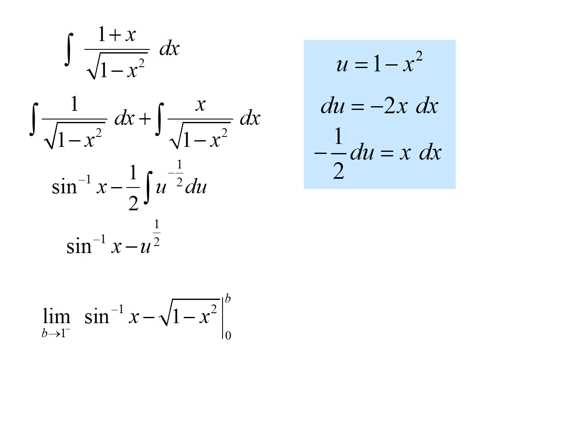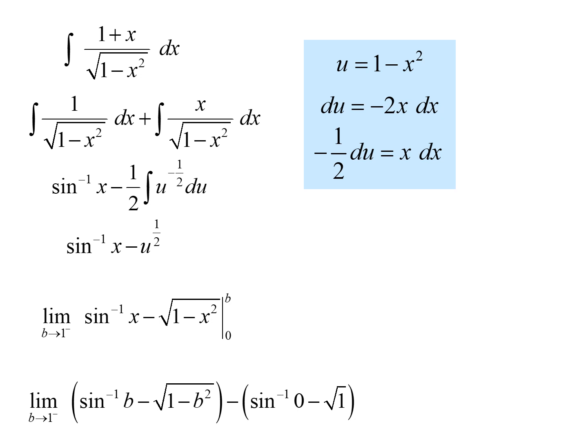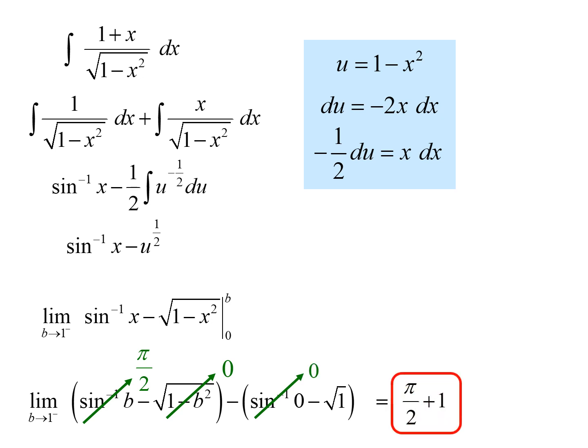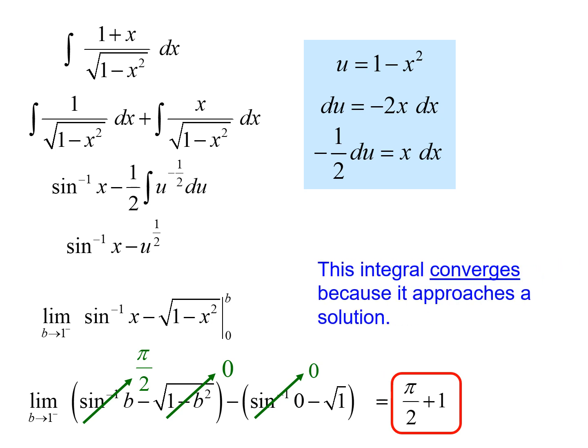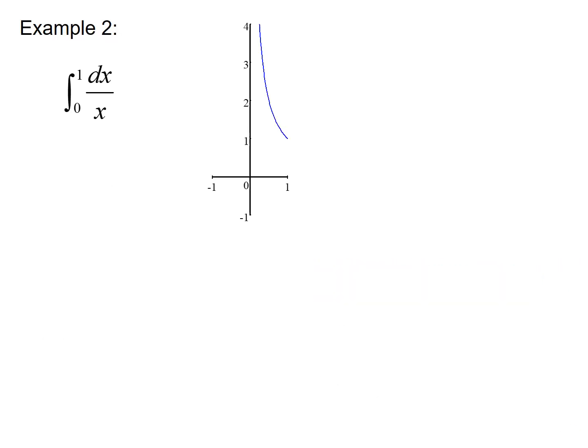So we're evaluating from 0 to b, as b approaches 1 from the left-hand side. Plug in our limits of integration. Keep in mind that we're still evaluating this limit as b approaches 1 from the left-hand side. And so we go through each of these pieces one at a time. As b approaches 1 from the left-hand side of inverse sine, so that's inverse sine of 1, that'd be pi over 2. Plug in 1 into that root 1 minus b squared, and you end up with 0. Inverse sine of 0 is 0, root 1 is 1, and we end up with pi over 2 plus 1. So it turns out the region bounded here is finite. This converges to pi over 2 plus 1.